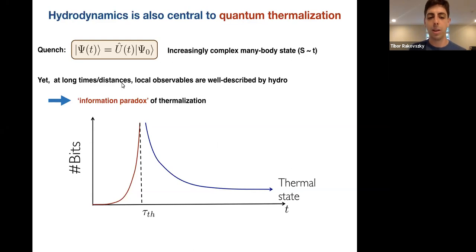So this leads to something that you can call the information paradox of thermalization: the complexity of some classical description of your time evolving state increases very sharply initially, exponentially basically, at least if you think of something like a tensor network representation. But then at long times, you expect to have, again, some relatively simple description, at least approximately, that describes this hydrodynamic behavior. So the question is how to bridge this gap between these two.